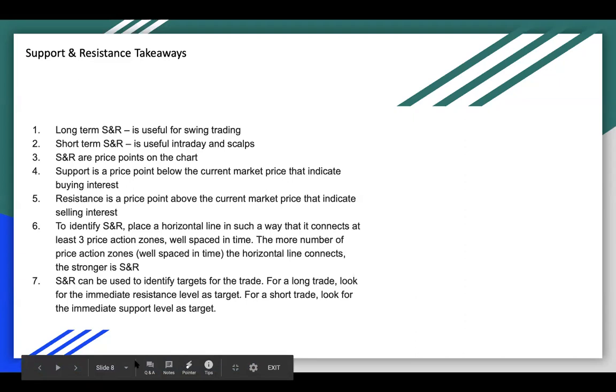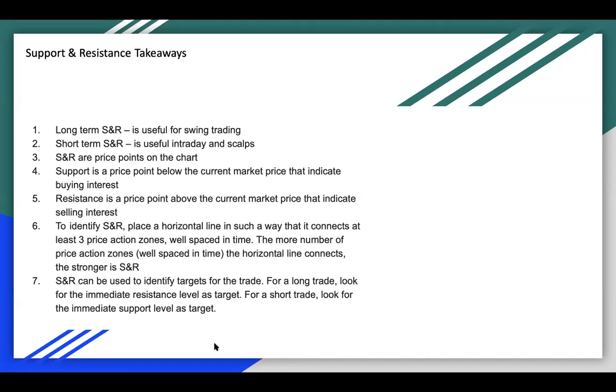So support and resistance can be used to identify targets for the trade. For a long trade, look for the immediate resistance level as a target. For a short trade, look for the immediate support level as the target.